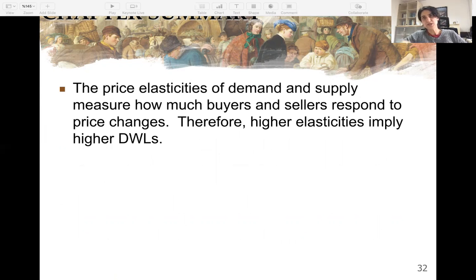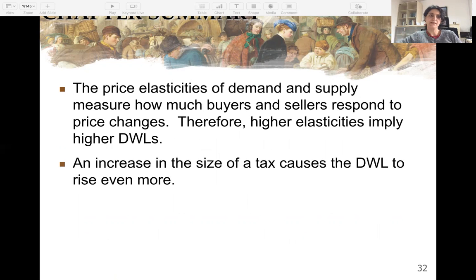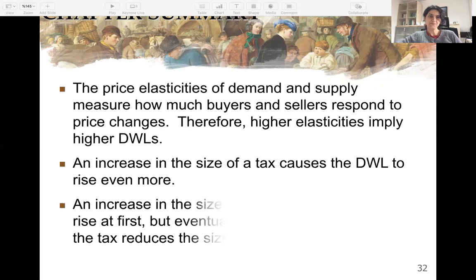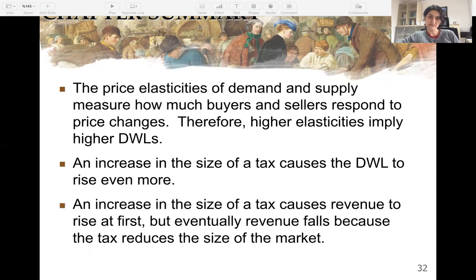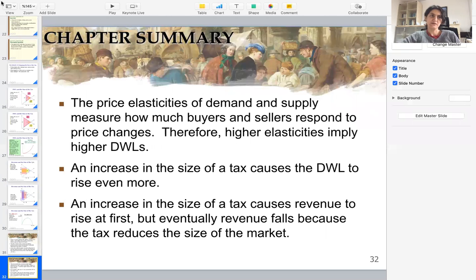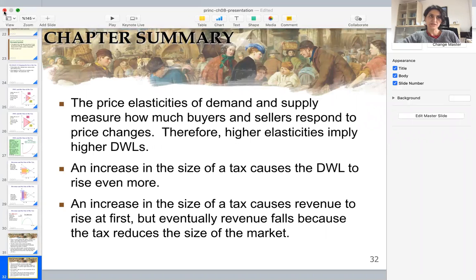One of the aims for the government while imposing taxes can be to minimize dead weight loss. If so, it is going to tax the goods that are more inelastic. An increase in the size of a tax causes dead weight loss to rise even more. An increase in the size of the tax causes tax revenue to rise at first, but eventually revenue falls because the tax reduces the size of the market. This is what the Laffer curve is telling you. So this is all for chapter 8.